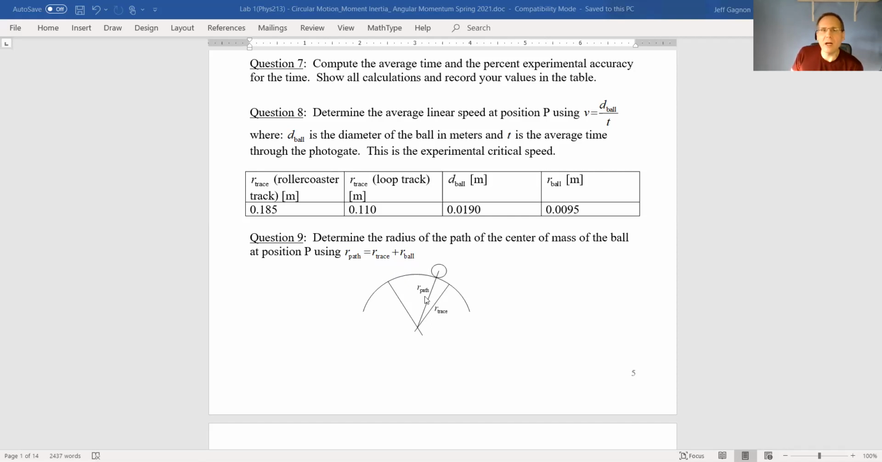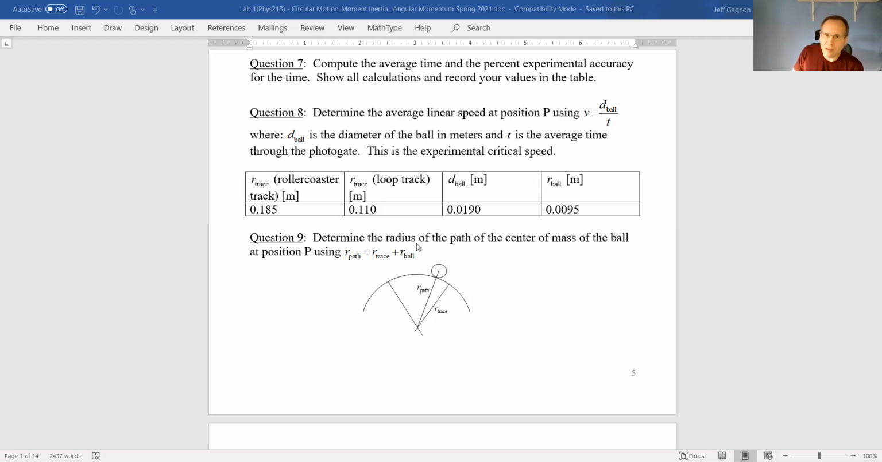So how do I find R path if I know R trace? Well, it's almost equal to R trace. I have to add one little thing. What do I need to add? Well, I need to add the radius of the ball, right? It's the radius of the trace plus the radius of the ball. That will be R path, at least for the roller coaster when it's rolling on top. So our path for the roller coaster track is going to be R trace plus R ball.